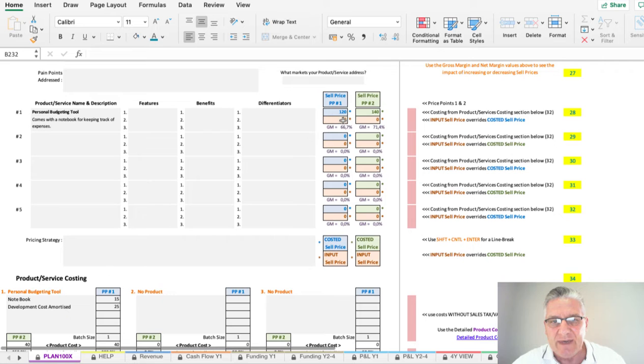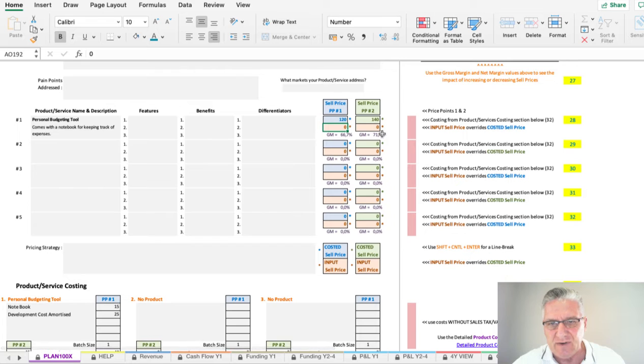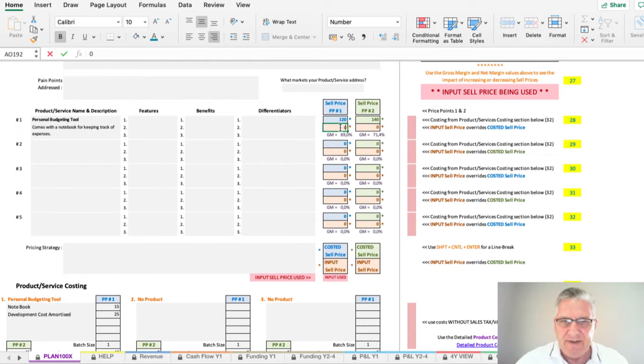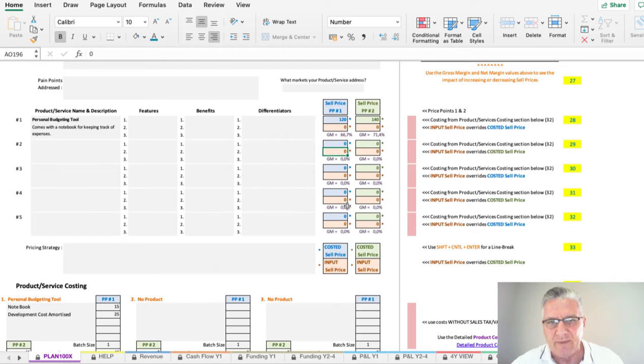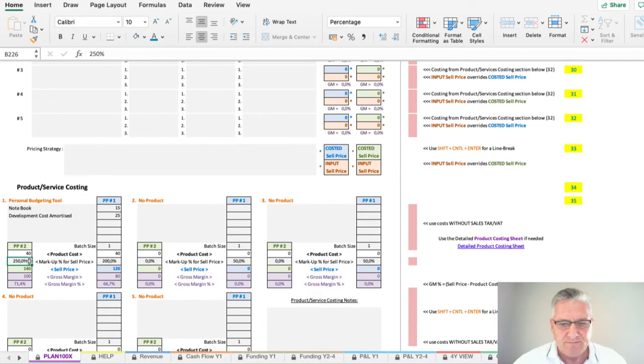What I'm going to show you at this point in time is that the orange cells, you can override these price points. So maybe 120, the calculated sell price, isn't the number that I want to sell it at, and I want to sell it at $129. Now, Plan X will use the input price over the calculated sell price. Big reminder here that you are using an input sell price to remind you that it's not calculated. I'm going to leave it at 0 for now and use the calculated sell price, and I'm going to take out this price point 2. We don't need it.